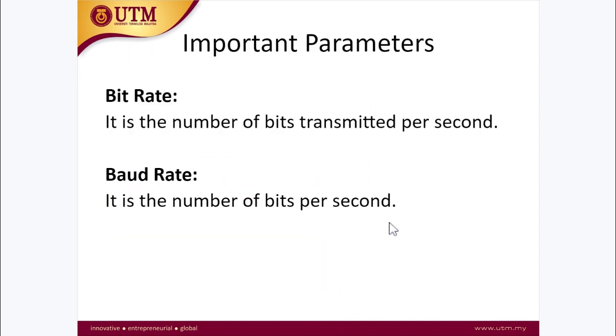Another important thing is the important parameters: we have something called bit rate, and another thing called baud rate. The bit rate is the number of bits transmitted per second, and the baud rate is the number of symbols per second.